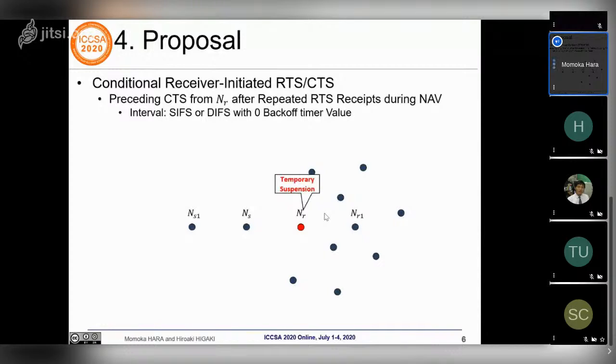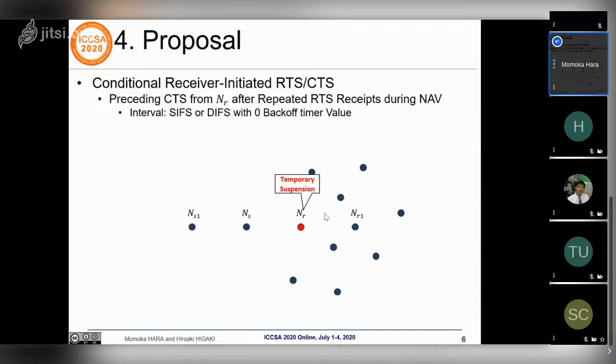In order to solve the problem that CTS message transmissions are suspended unilaterally, this paper proposes conditional receiver-initiated RTS-CTS control. Here, a CTS message is not only transmitted passively but also actively. That is, if NR failed to transmit a CTS message to NS repeatedly, NR sends a preceding CTS message during its NAV-free period, even without receipt of an RTS message from NS.